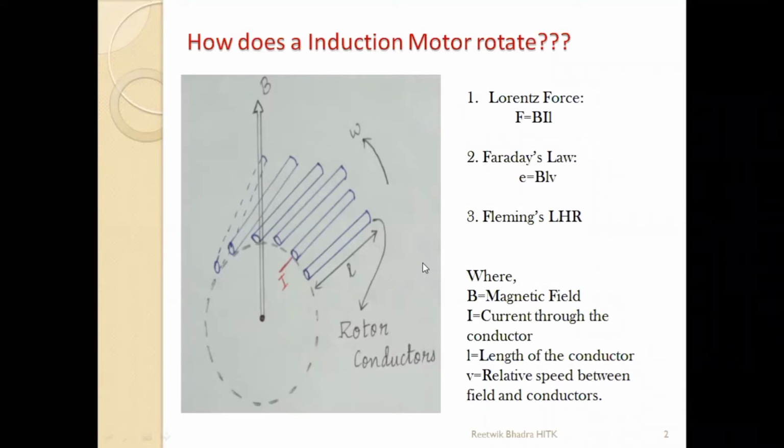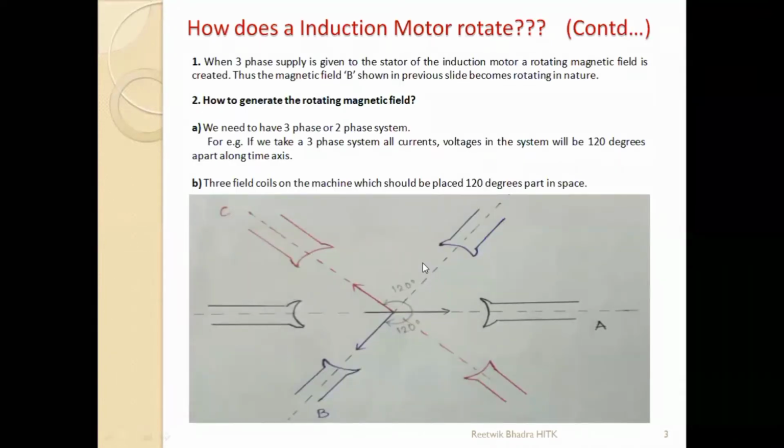Now next thing what we found out, that since we are giving a three-phase supply to the induction motor, we were getting a rotating magnetic field, and there are two conditions of producing the rotating magnetic field. One is we need to have a three-phase system or a single-phase two-phase system, so that it has a resultant. Means in a three-phase you will have three fluxes, three currents in three different directions, and at any instant you will have a resultant which will have some magnitude as well as some direction. And secondly, all the field coils or the field magnet should be placed 120 degrees apart in space.